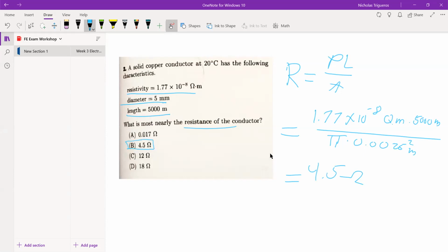Nice, right? Nice simple problem. You search up a conductor, and that was really all there was to it. There was an equation there for resistivity, and you're able to solve that. Nice.